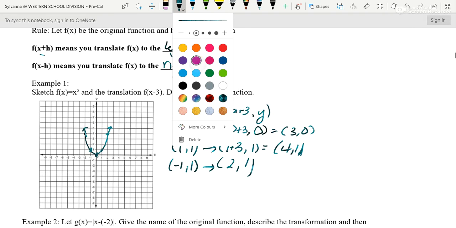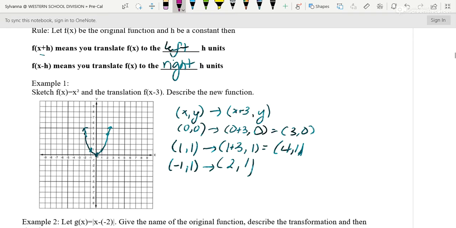I'm going to do it in a different color. So I have 3, 0, 4, 1, and 2, 1. Connect the dots slightly here. And then here is our transformed graph that we moved 3 units to the right. And then you're done. So let's describe the new function. All we need to say is just move f of x 3 to the right.